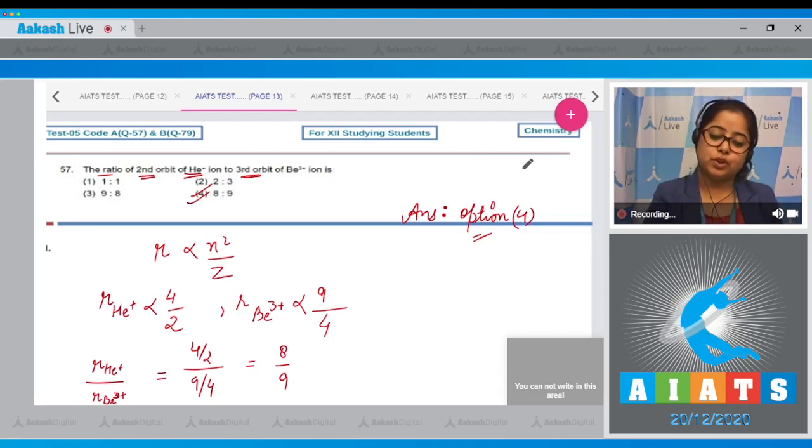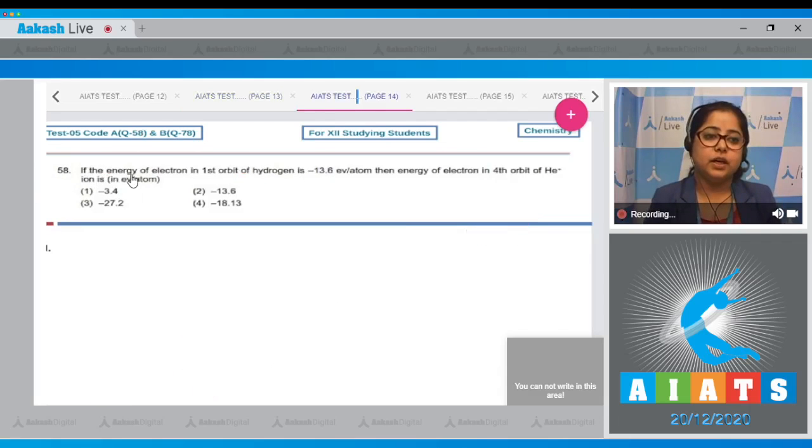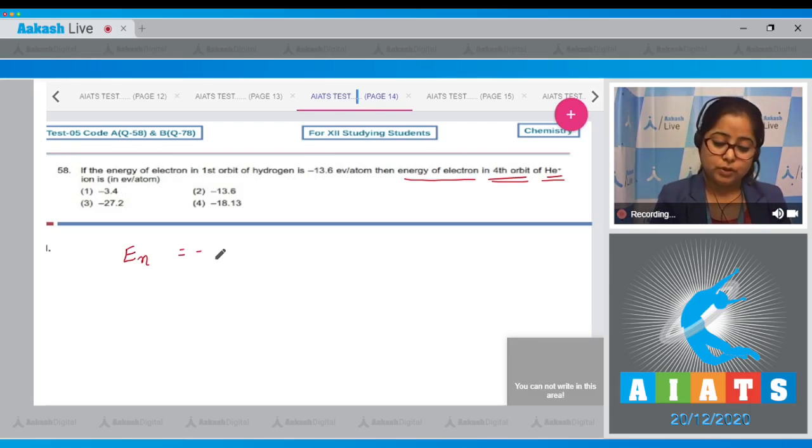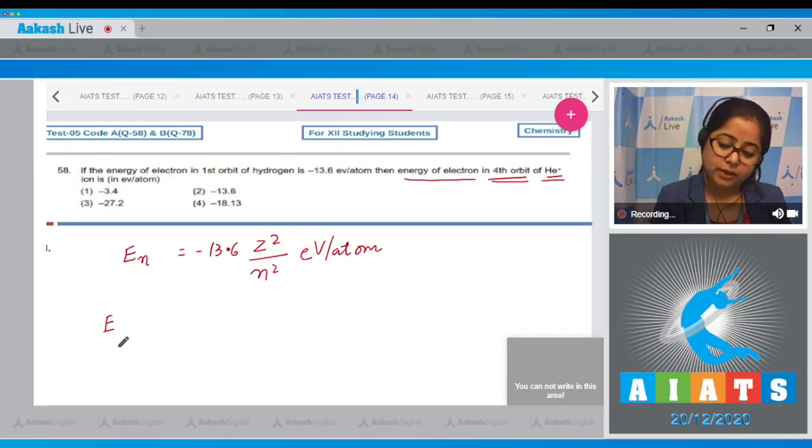Moving to next question, students, which is question number 58. Let's read it. If the energy of an electron in the first orbit of hydrogen is minus 13.6 electron volt per atom, then the energy of an electron in the fourth orbit of He plus ion in electron volt per atom is. Student, the energy of an electron in the nth shell is equal to minus 13.6 z square upon n square electron volt per atom.